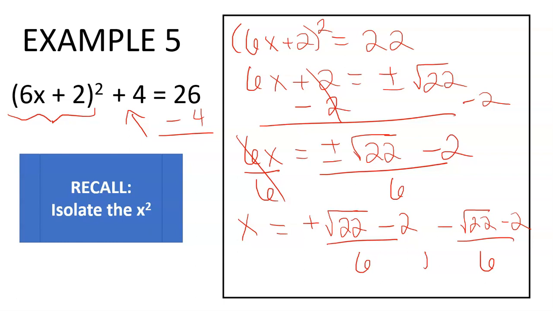Now there is a little bit of simplification that is allowed to happen in this one. We can simplify the negative 2 over 6. Treat that like a fraction. So we have positive square root of 22 over 6 minus 1/3. And then we have the negative square root of 22 over 6 minus the 1/3.